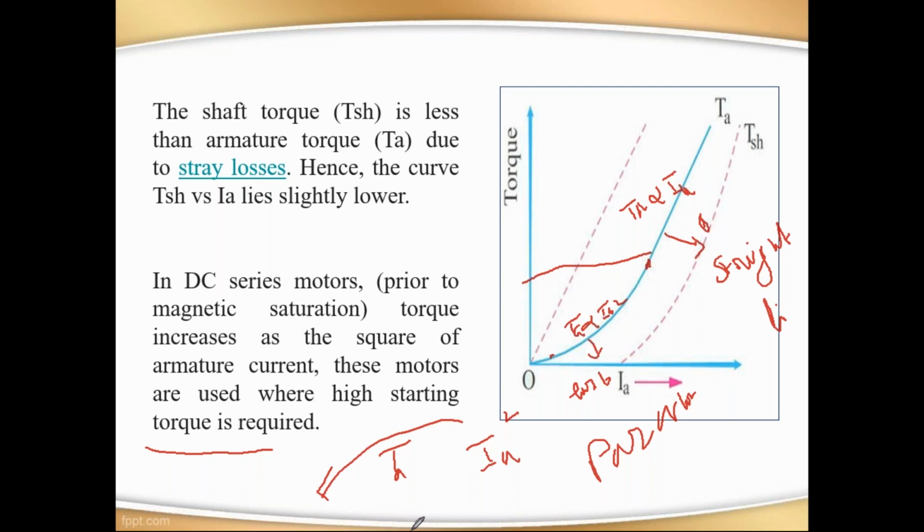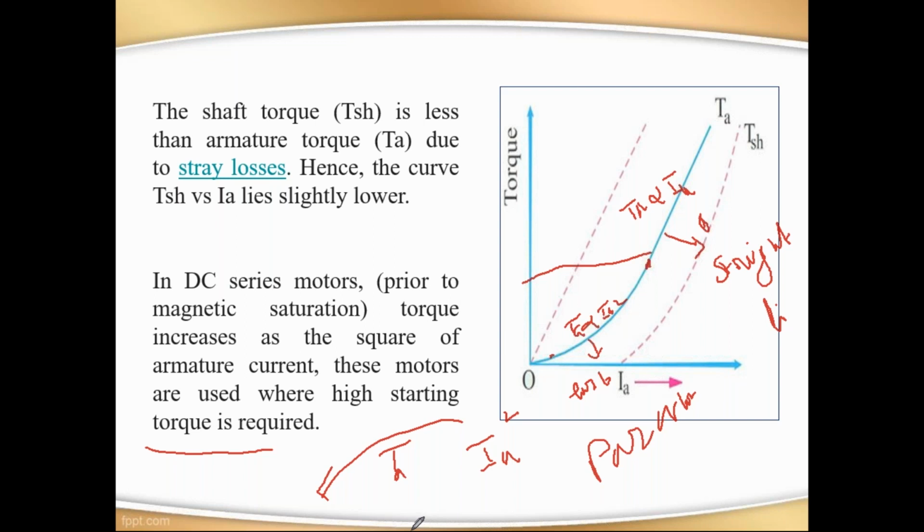DC series motor is always used where the heavy load is required, and second thing is DC series motor should always start when the load is connected. So it should not start without load. Why? Because it is rotating at high dangerous speed at starting, and without load there is a chance of damage to the DC series motor. Okay, so this is the electrical characteristics of a DC series motor.